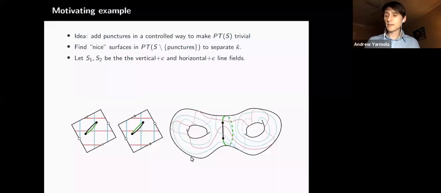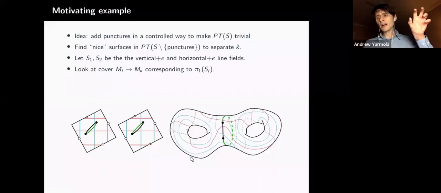So here, if you think about S1 and S2 as being sort of the vertical plus an epsilon rotation and the horizontal plus an epsilon rotation fields, they separate the lift kappa hat into little chunks. And what we do is we look at the cover, M sub I to M sub kappa, corresponding to the fundamental groups of these surfaces.